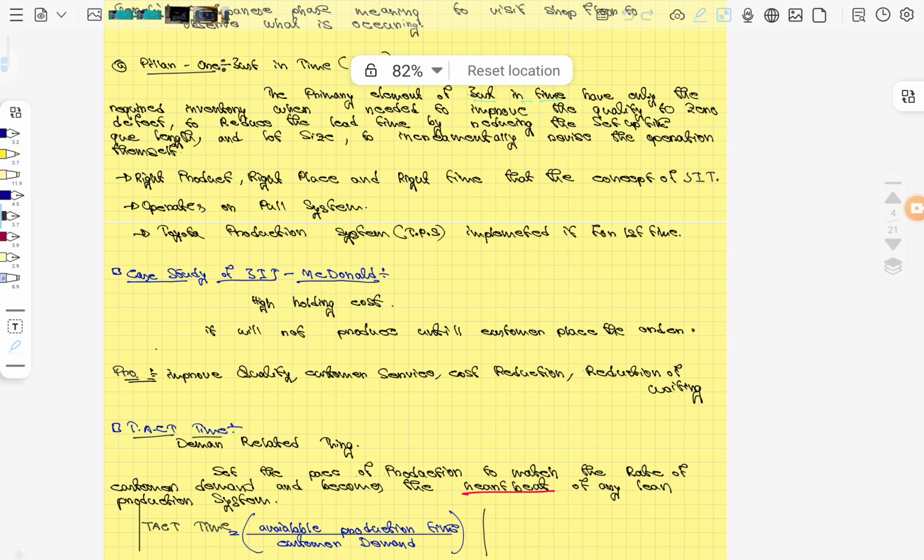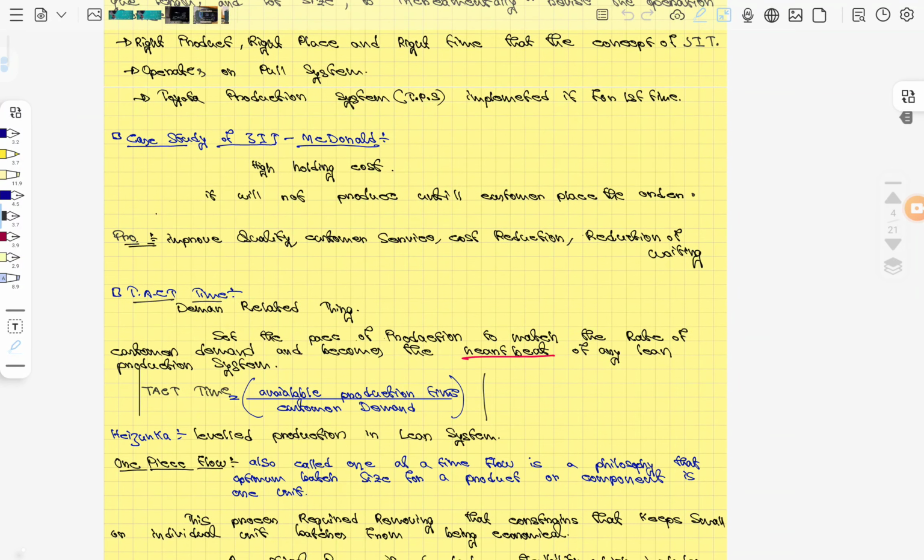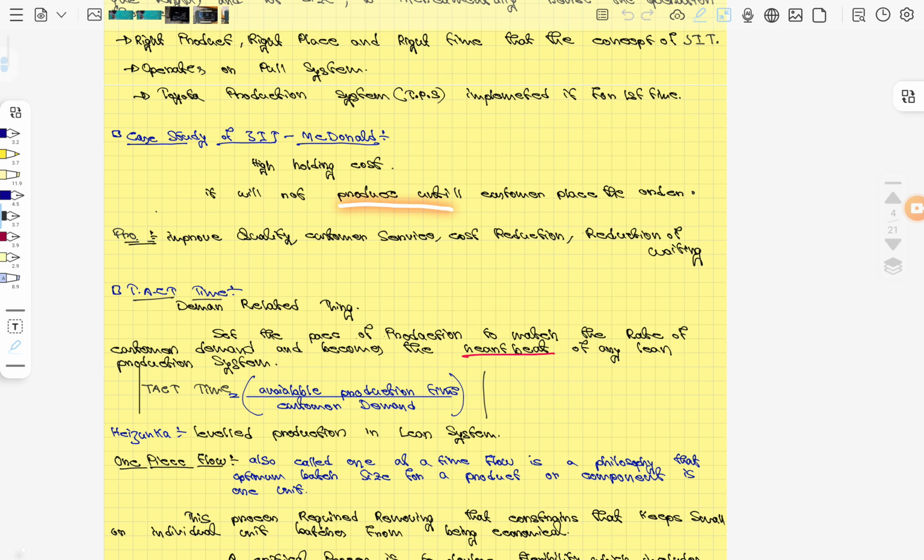Then operation pull system, just in time operation pull system. You have also read this before, and that is a total production system implemented for the first time. Then the example of just in time is McDonald's. That is high holding cost, and it will not produce until the customer places an order. So it's a simple thing that you know.